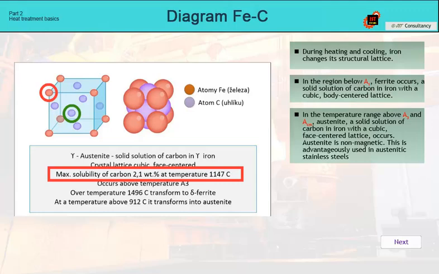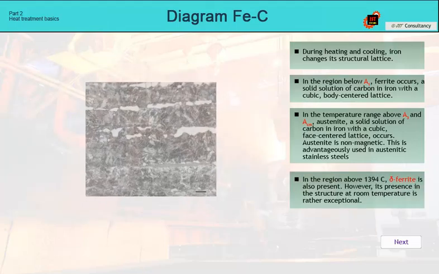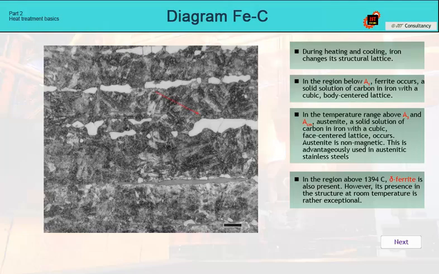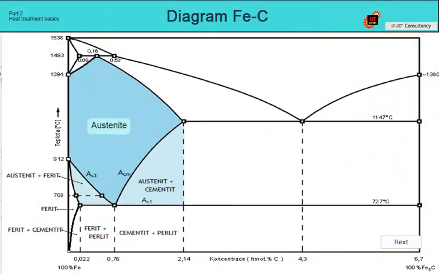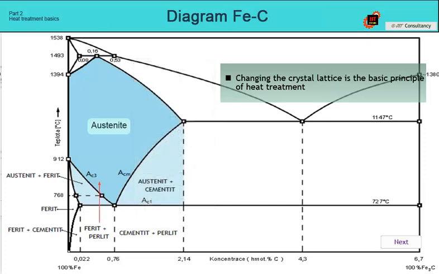In the area above 1394 Celsius, the so-called delta ferrite is also found. However, its presence in the structure at room temperature is rather exceptional. The basic principle of heat treatment is the change of the crystal lattice. Knowledge of transformation processes and their understanding allow us to perform quenching from the correct austenitic temperature, perform annealing processes without or with recrystallization, or carburizing.